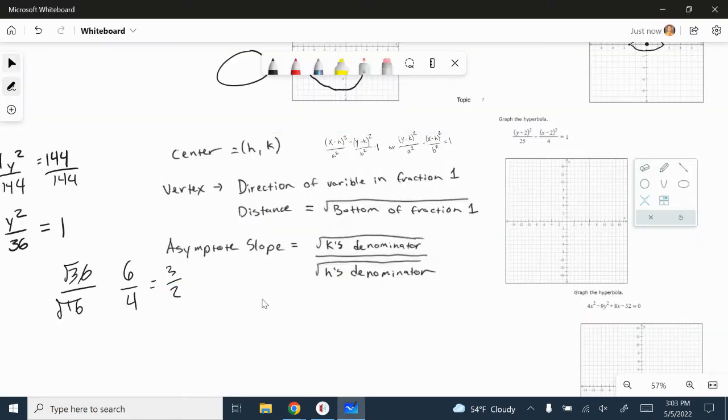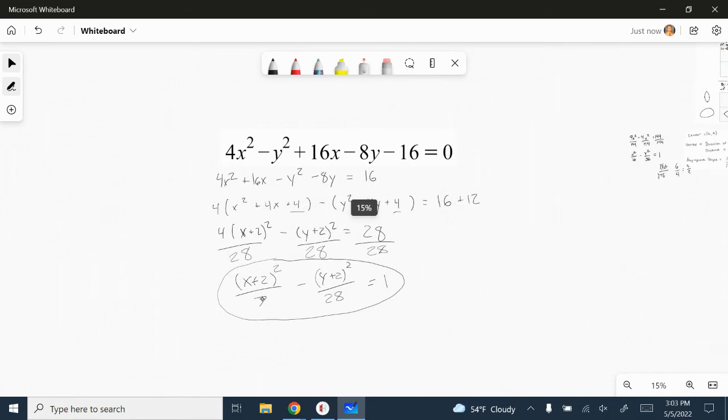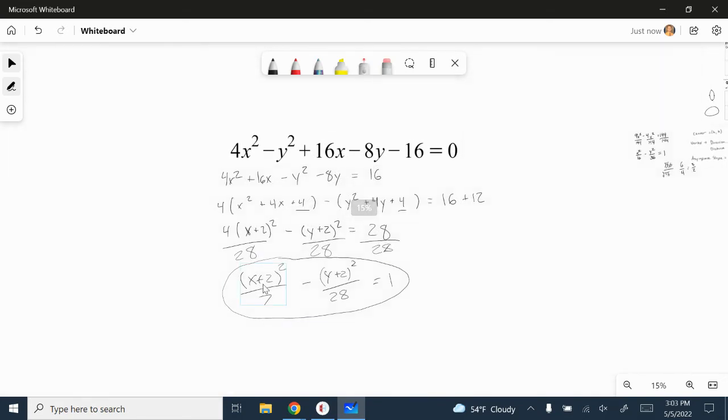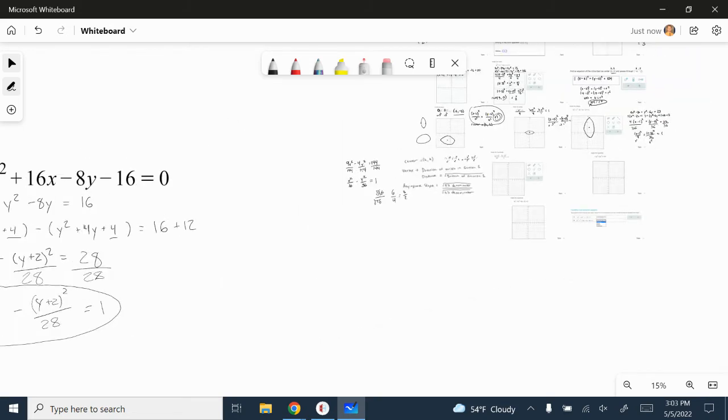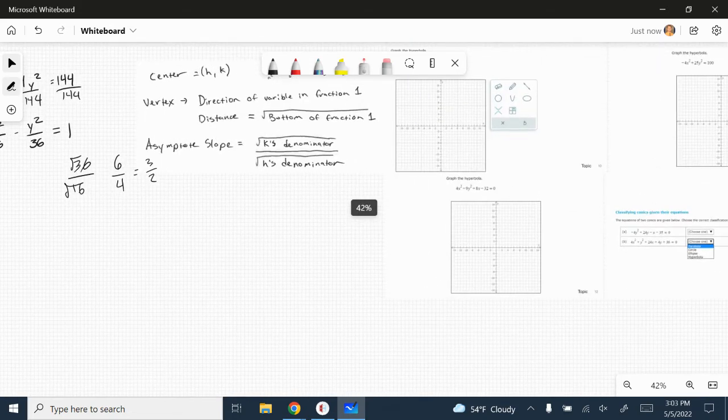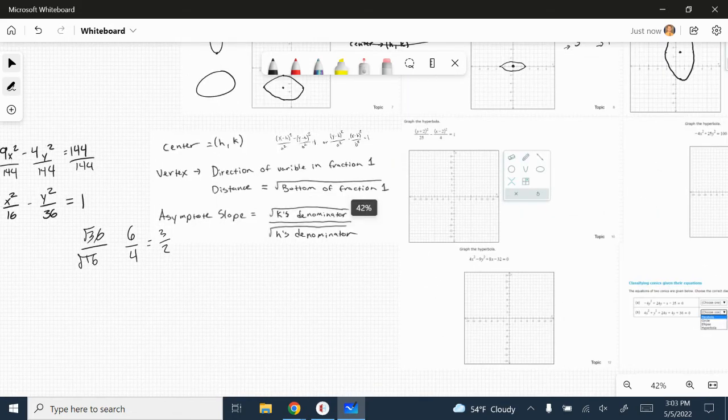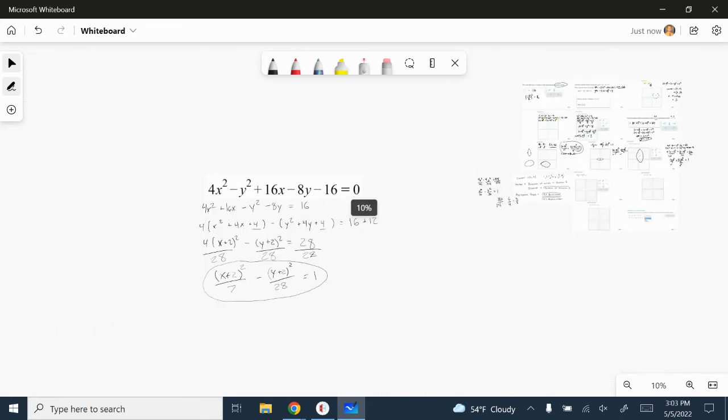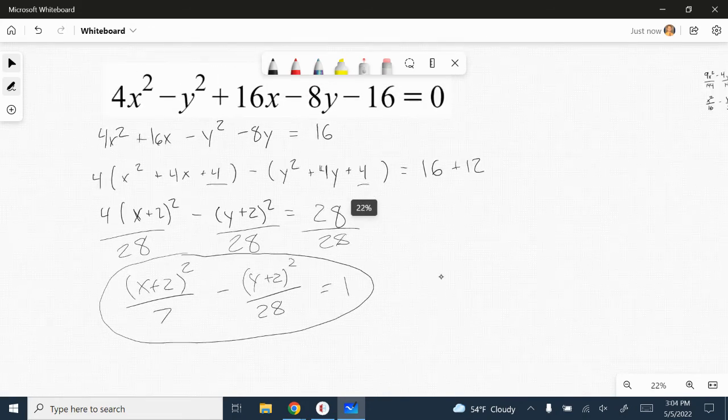Oops, my fraction is over here. So it's in the direction of x. And then we move the direction, or the distance is the bottom of fraction 1 square rooted. Now we have a 7 there.